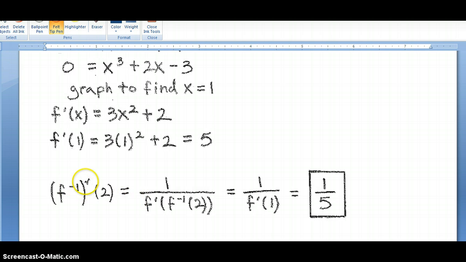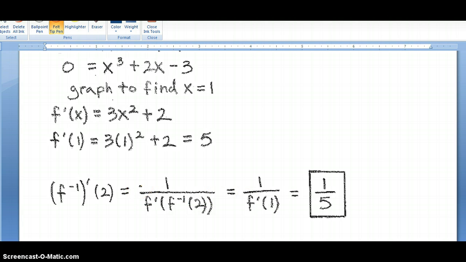So if we want to find the derivative of the inverse of 2, we need to find 1 over f prime of the inverse of 2. F inverse of 2 came from us graphing the function and finding out where y is equal to 2. Y was equal to 2 when x was 1. So f inverse of 2 is 1. Therefore, we need to find f prime of 1. F prime of 1 was 5, so our answer is 1/5.